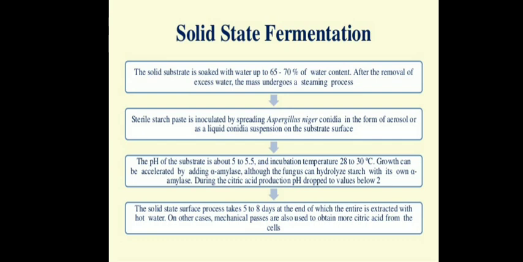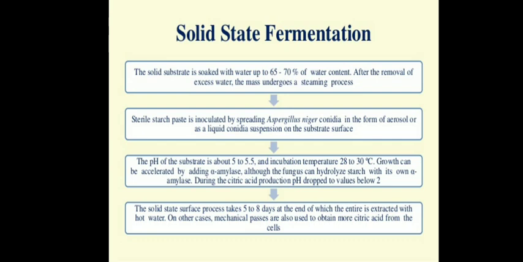Okay, here we are using just simple steps. The wheat bran is soaked in water and the moisture level is increased up to 65 to 70%. Afterwards, these grains are sterilized using a steaming process. After sterilization, these grains are mashed and the starch paste is formed. On this starch paste, Aspergillus niger conidia are spread.